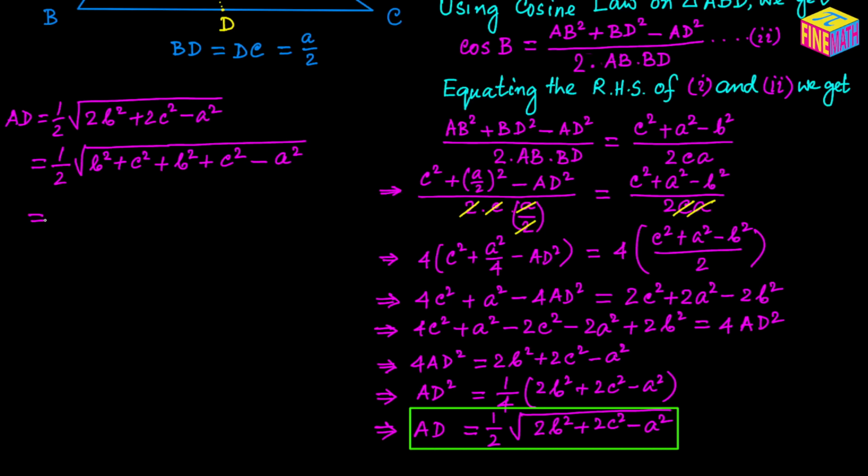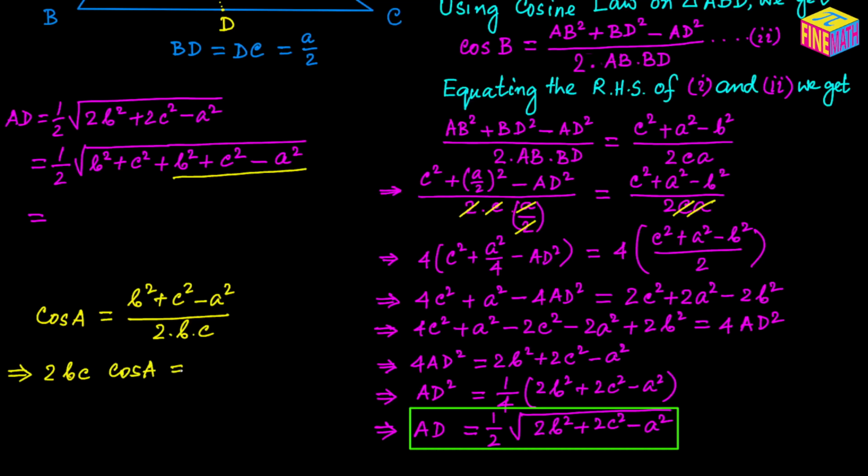And now from here, if you carefully look at this quantity right here, b squared plus c squared minus a squared, we can actually convert that into cosine of angle A. Why? Because from the cosine law we know that cosine of A would be equal to b squared plus c squared minus a squared over 2 times bc. From here we can say 2 times bc times cosine of A is equal to b squared plus c squared minus a squared, and I'm going to use this value in place of b squared plus c squared minus a squared.